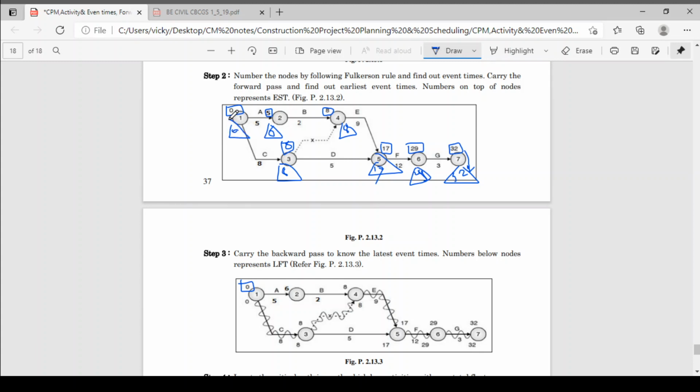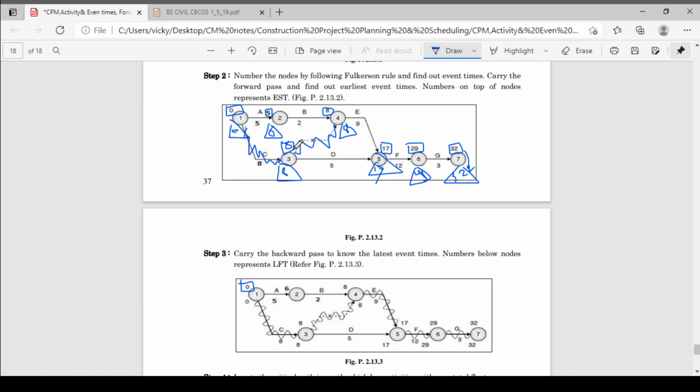Okay, now see, from here only you will get the critical path: 0 0, 8 8. So this is the critical path. Here 0 0, 5 6. Okay, so this is not the critical path. Then 8 8, 8 8, and here we will go 8 8, 17 17. So this is not the critical path.